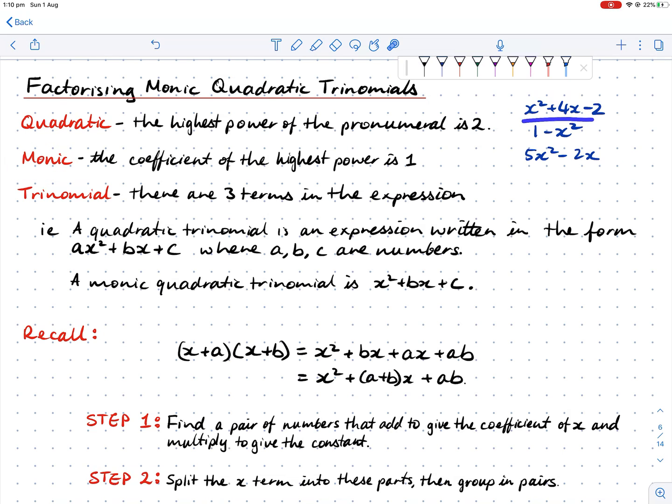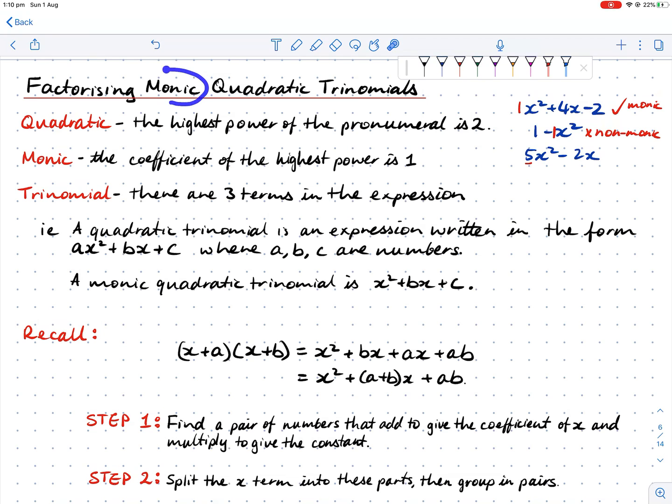If we look at these three examples that we've got here, the first one, the x squared here, does have an imaginary 1 there, so that's going to be monic. If I look at the second one, the x squared is actually a negative 1, so that's non-monic. Okay, so we just say it's not monic. And if we look at the last one, we've got a 5 as our coefficient of x squared, so that's also going to be non-monic.